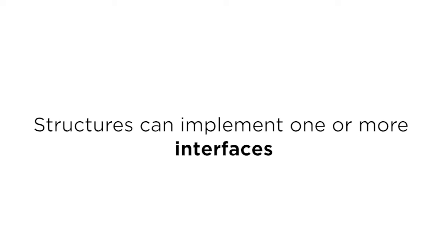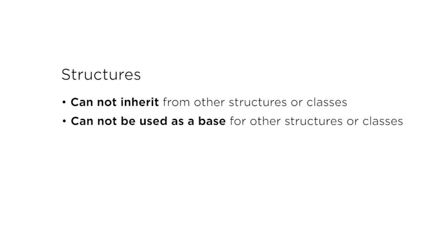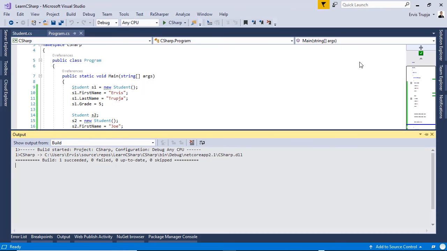Structures can implement one or more interfaces, but structures cannot inherit from other structures or classes. Structures cannot be used as a base for other structures or classes, and their members cannot be specified as abstract, virtual, or protected. So this is all for this part. See you on the next one.